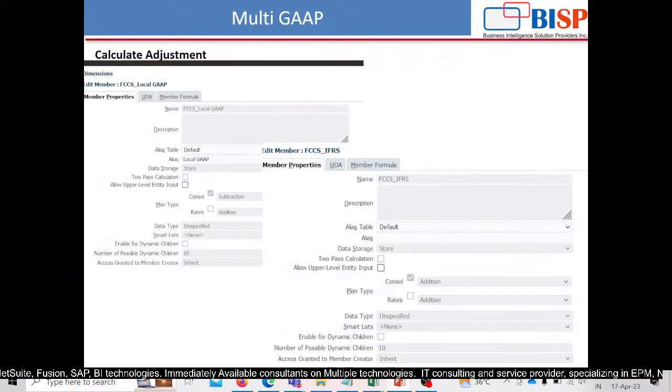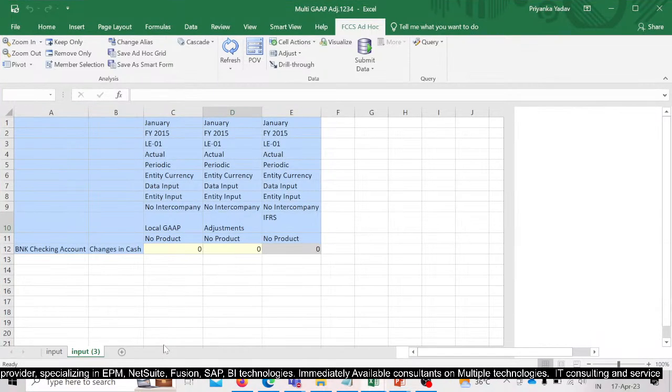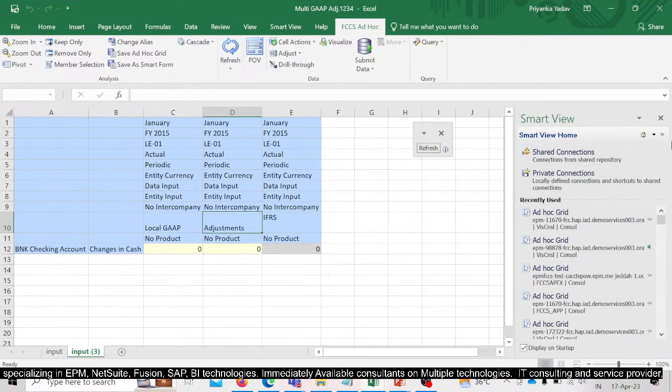If you see the set property of the local GAAP here, it is subtraction, while IFRS has consolidation operator as addition. So I will show you this practically, how the adjustment happens.